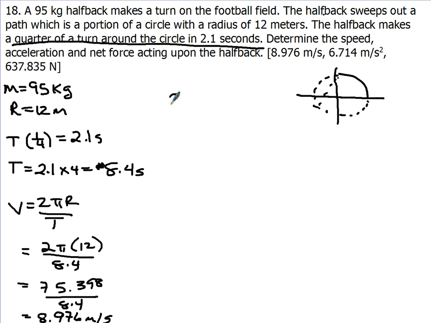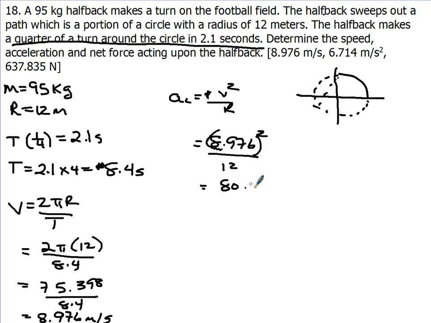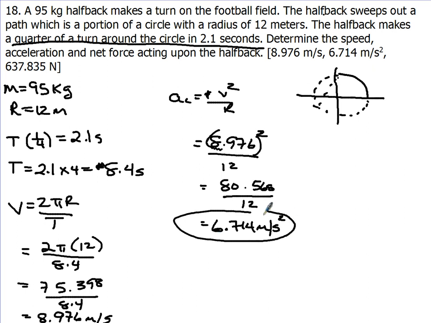The centripetal acceleration is just v squared divided by r. So it's 8.976 squared divided by the radius of 12. Go on and square this, and I get 80.568 divided by 12, or 6.714 meters per second squared. So there's my centripetal acceleration.